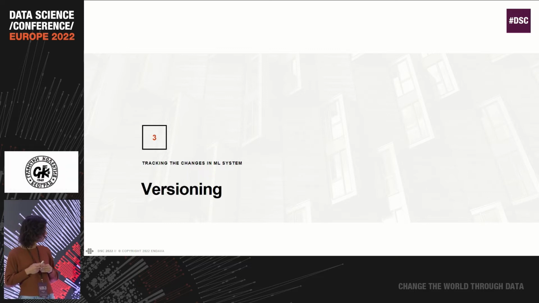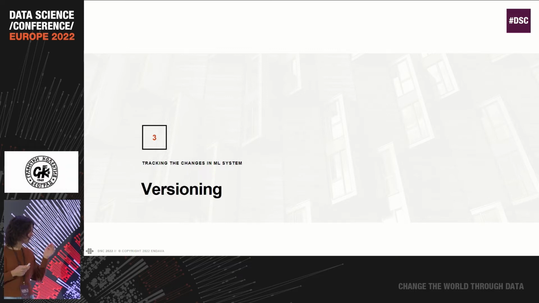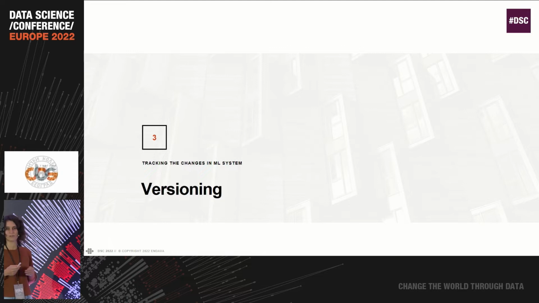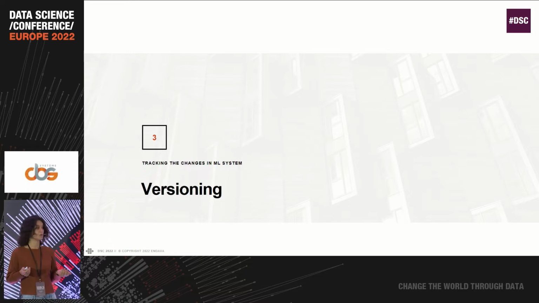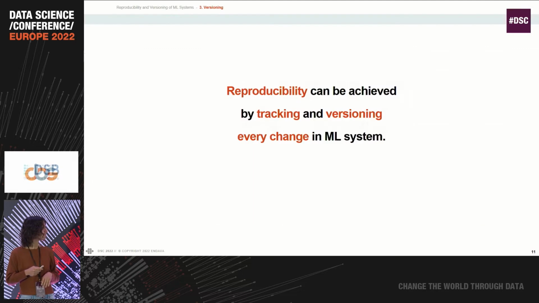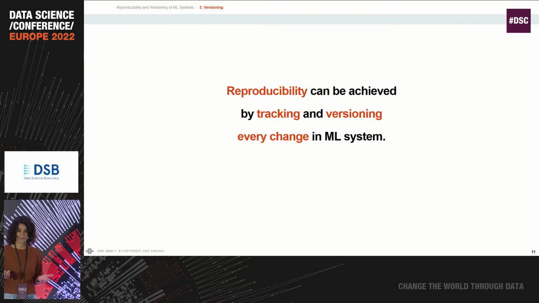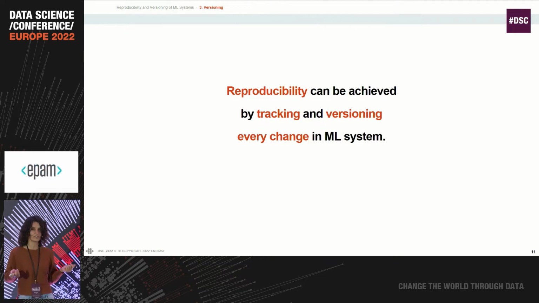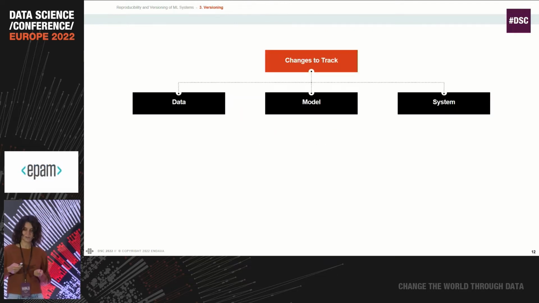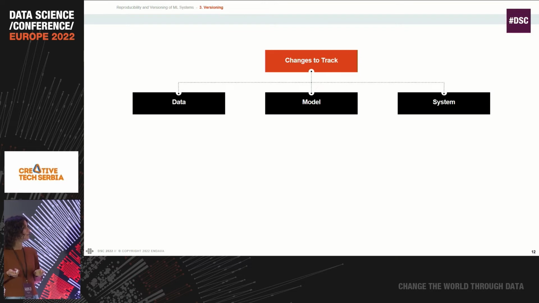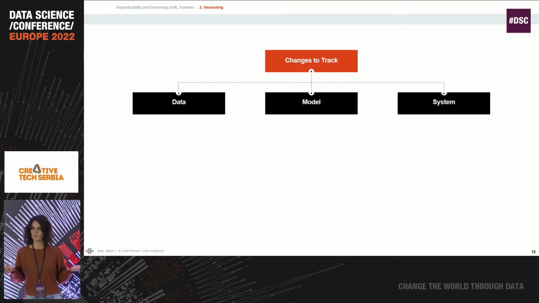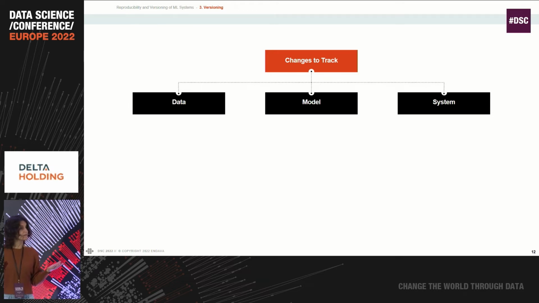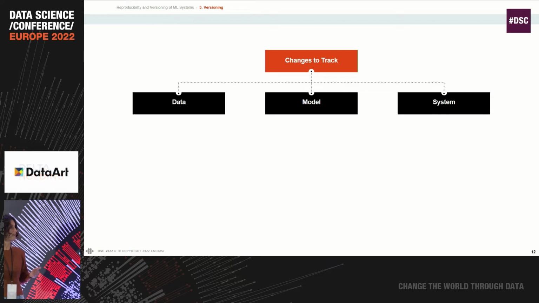Okay, so this was just a brief note, but let's now come to the main part of the presentation. We're going to talk about versioning. Reproducibility is mostly about tracking and versioning every change in our machine learning system. So first of all, let's see what are the changes, what are the parameters that we have to track in order to really be able to reproduce the exact same results on a second run, for example.